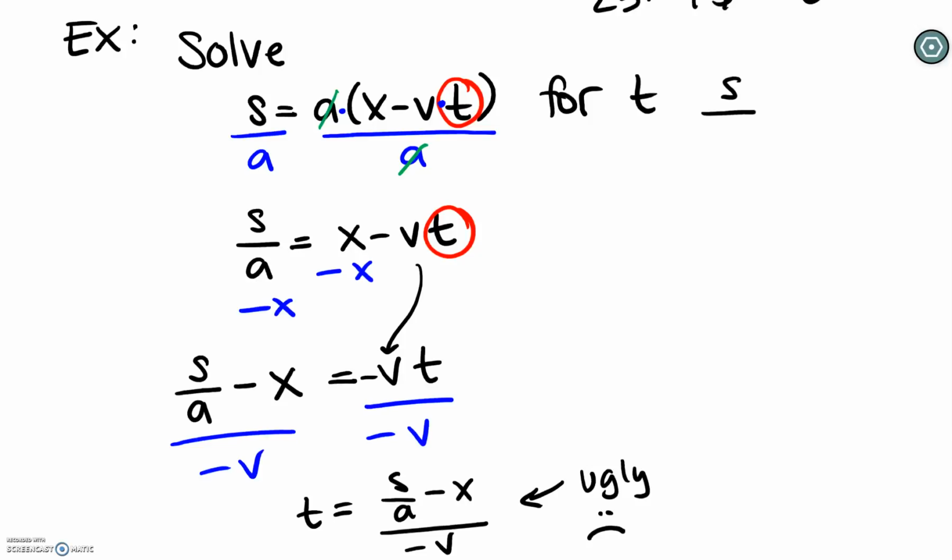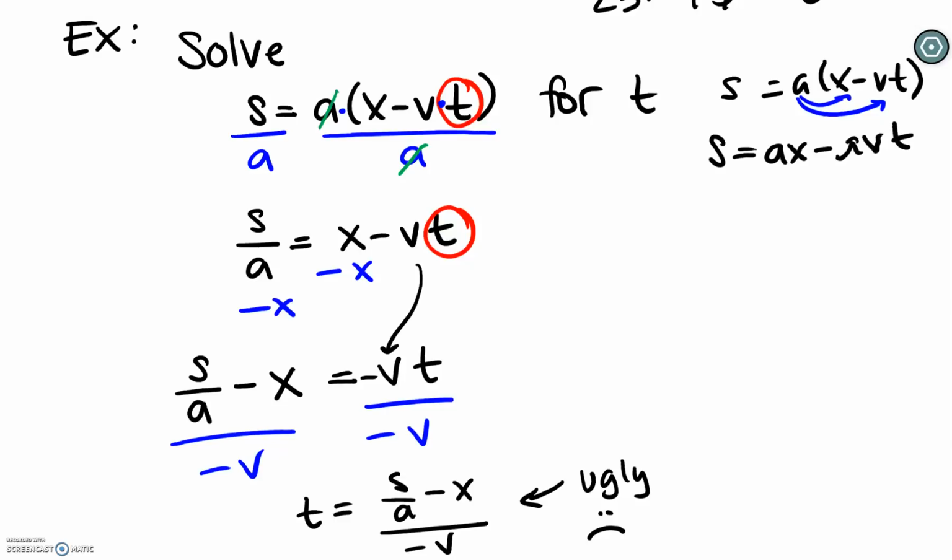See the difference. Oops, I don't need that yet. S is equal to a x minus vt. Cool. If we distribute it first, we're actually going to be better off for this one in terms of having something pretty to work with and actually giving ourselves a little less steps. So we get s is equal to ax minus avt. And then we say, okay, we still want to get t alone. It's very similar to what we were doing before. Minus ax, minus ax.